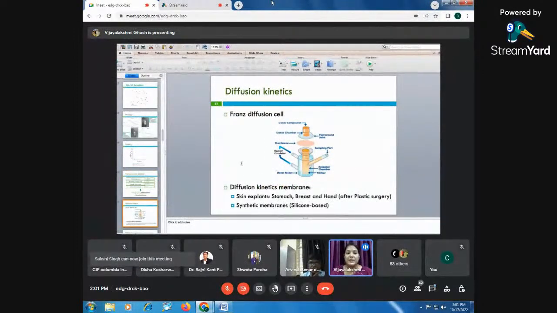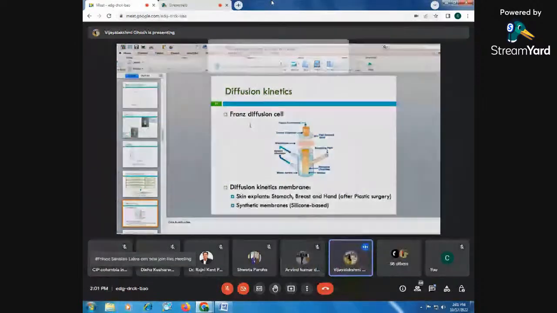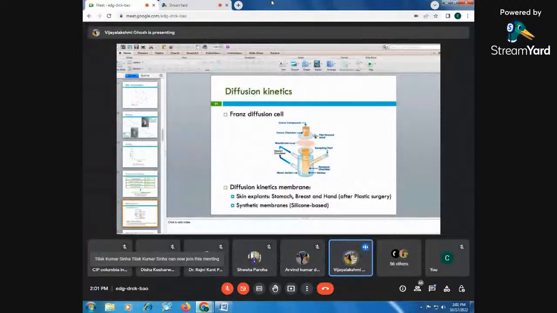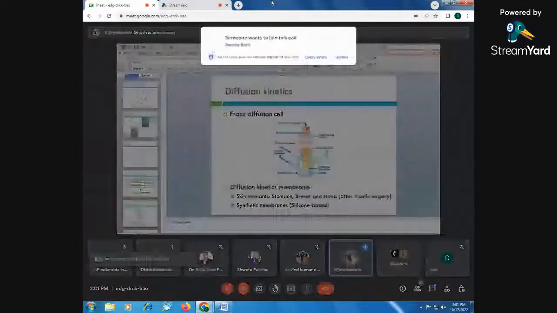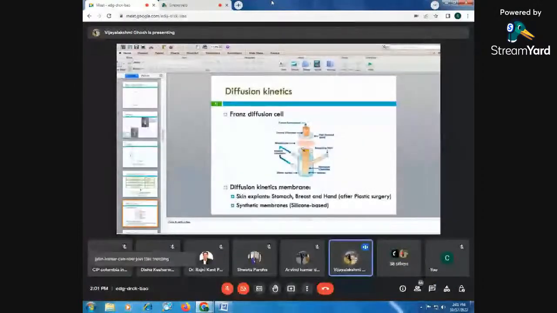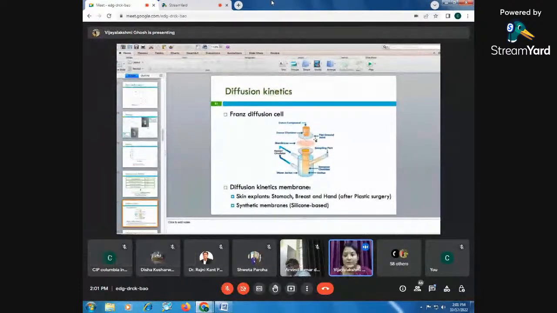Then these best formulations, based on their size and stability, were checked for diffusion kinetics to skin. For checking the diffusion kinetics, we used a Franz diffusion cell. As we see, this cell has two chambers. The upper one is the donor chamber and the lower one is the receptor chamber. They are separated by a membrane, which can be either a skin explant or a synthetic membrane.